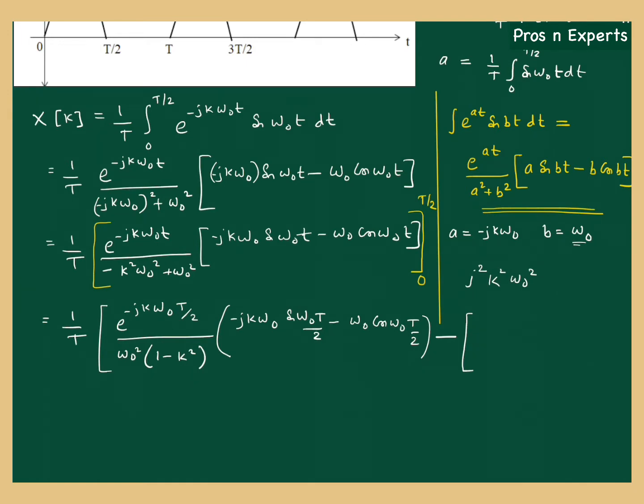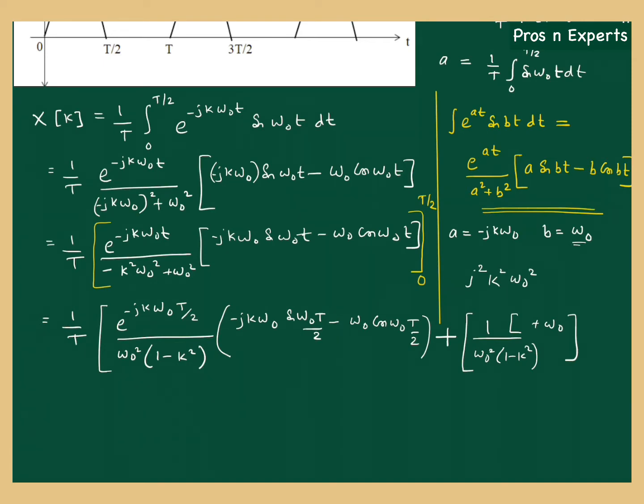Lower limit is 0, so e raised to minus jk omega 0 T into 0 becomes 1. So 1 by, again, omega 0 square into (1 minus k square), into, now put t equal to 0, so sine 0 is 0, this term becomes 0, plus omega 0 into cos omega 0 into 0. Cos 0 is 1, so it becomes plus omega 0. So plus omega 0 means here it will be plus. Okay, so we have put down the limits.